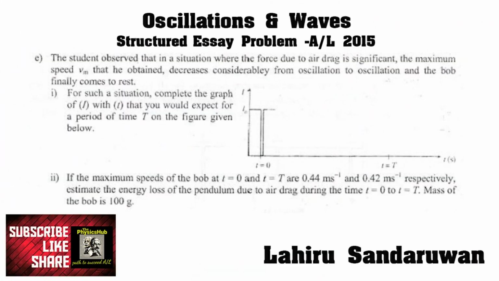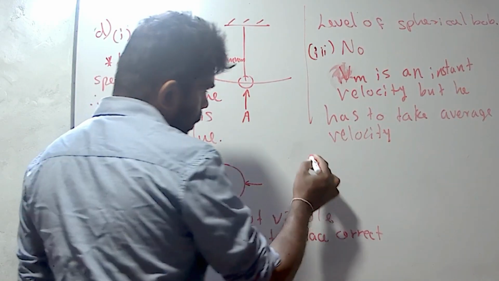Then part E. The student observed that in a situation where the force due to air drag is significant, the maximum speed Vm obtained decreases continuously from oscillation to oscillation and the bob finally comes to rest. Part 1. For such a situation, complete the graph of I with t that you would expect for the period of time t on the figure given below. Now velocity reduces.